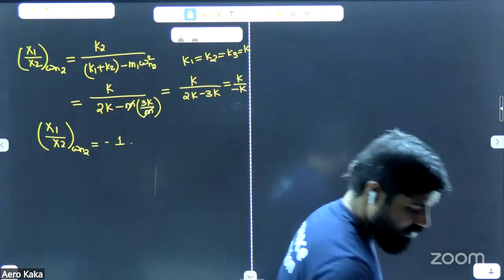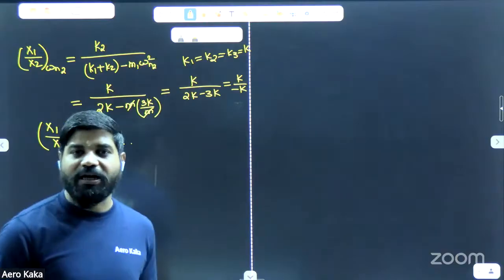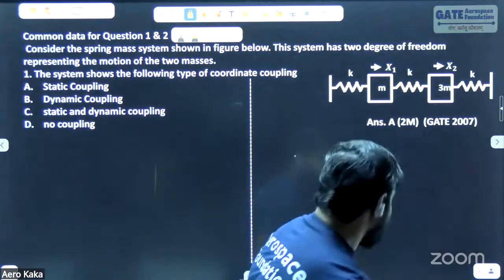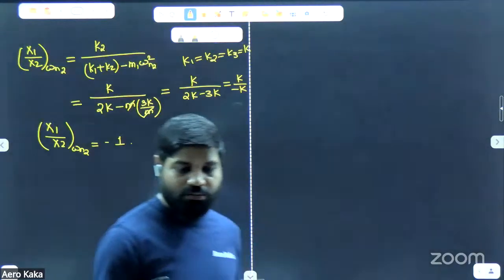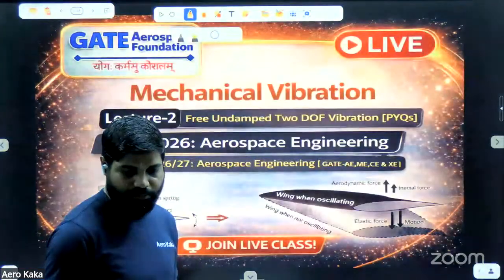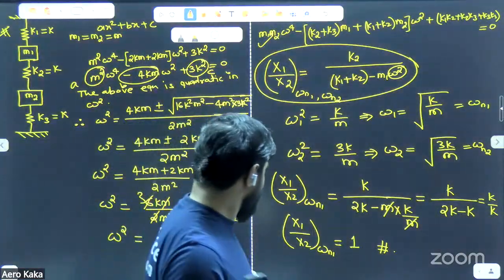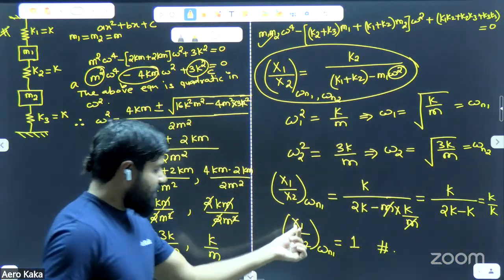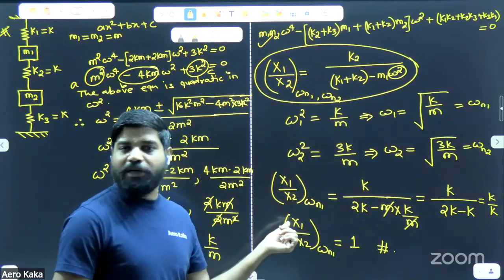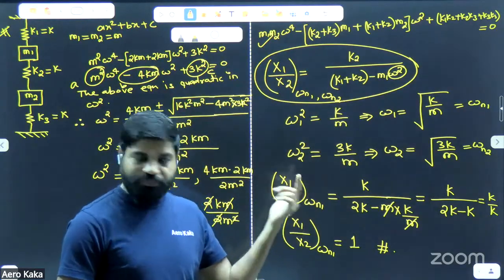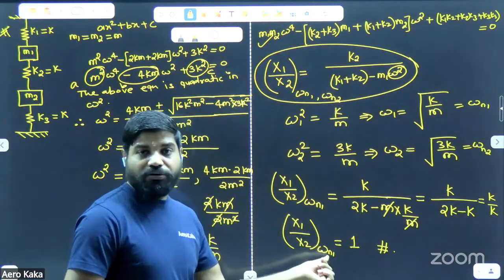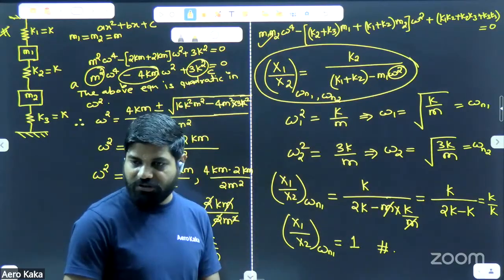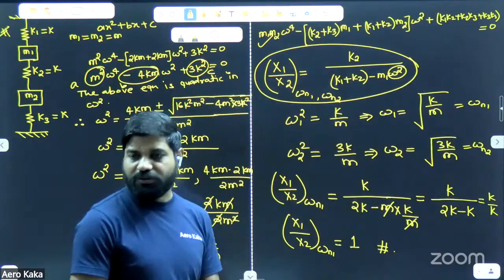So the question is, what is the meaning of this mode shape here? If you are getting the plus and if you are getting the minus, what is the meaning of that? Anyone? Look carefully at what I want to convey. If you are getting x1 upon x2, what is x1 here? The amplitude of the first mass at omega n1. What is x2? That's the amplitude of the second mass, corresponding to the first natural frequency, or you can say the first mode here, right?